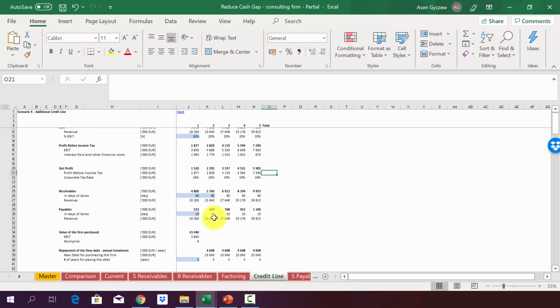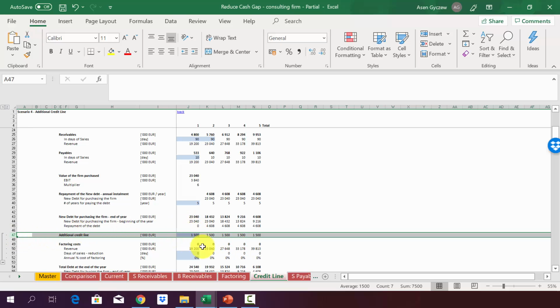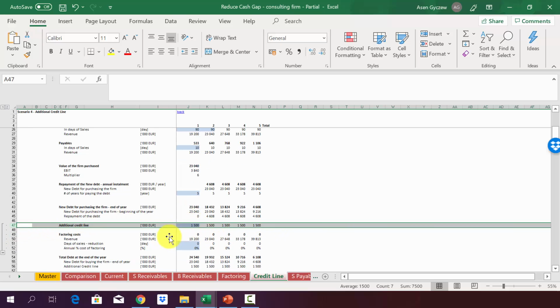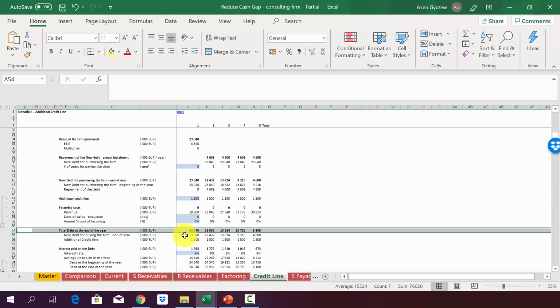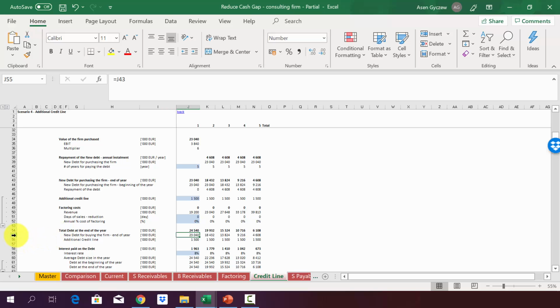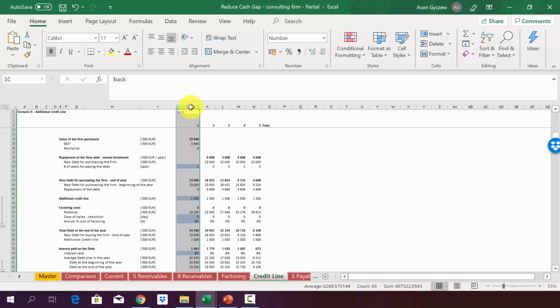What changes is actually in the special field we have created in row 47, we put 1.5 million, and this causes the total debt at the end of the year to go up for every year. In the current scenario, we would just have the debt for buying the company. So we would have 23 million of debt for buying the company. Since we add additional debt, the total debt at year number 1 increases to 24.5 million. And obviously for every year, it is bigger by 1.5 million.